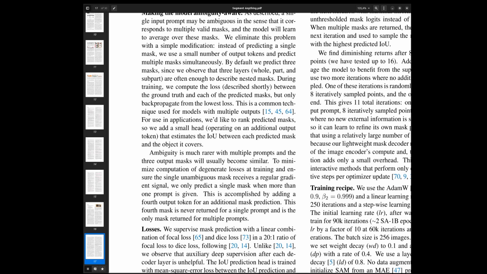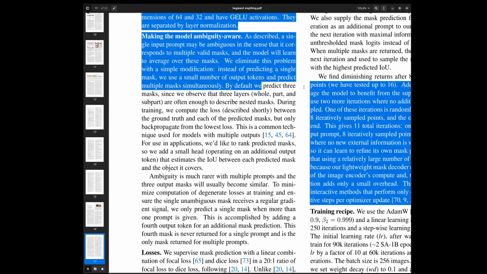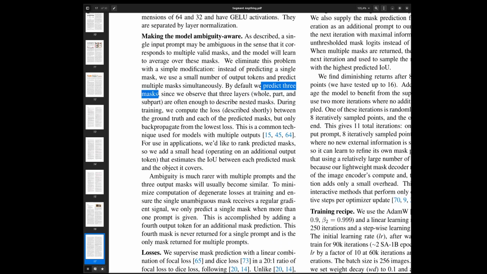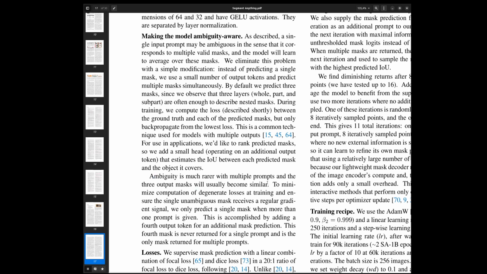Okay, I didn't understand it in detail, but I guess the catch is that by default they predict three masks, and when you have more than one prompt, you only predict one.